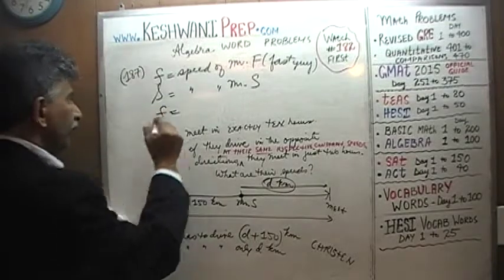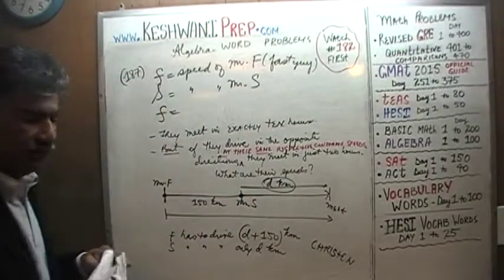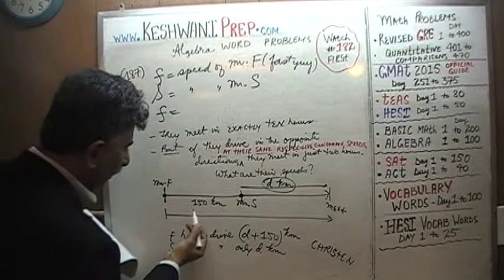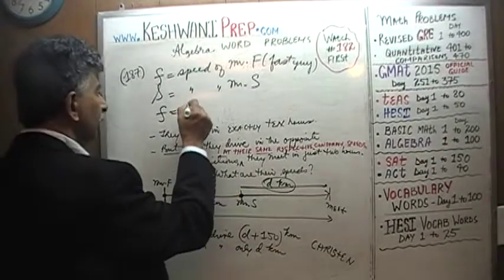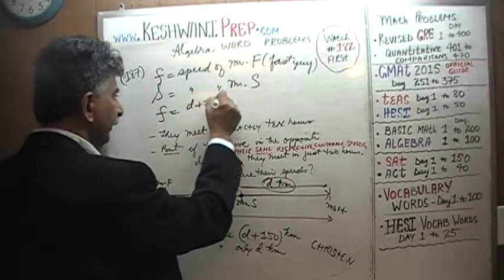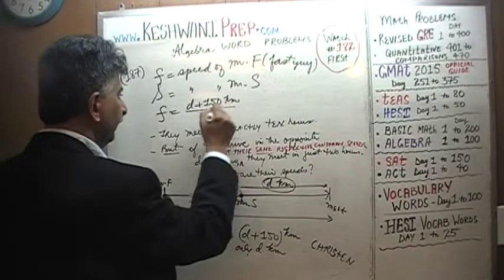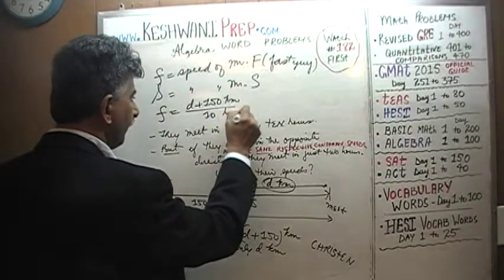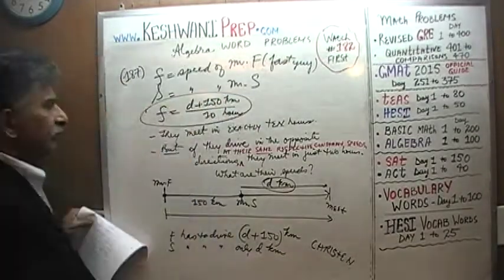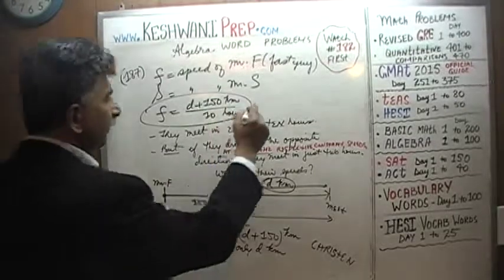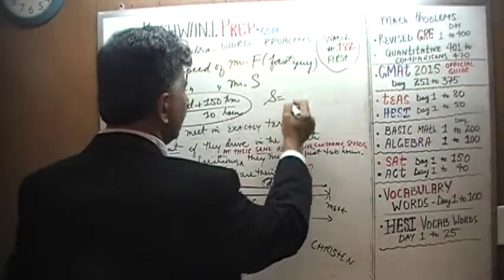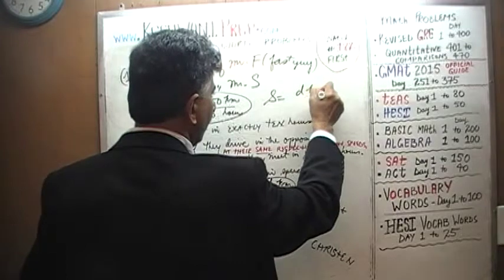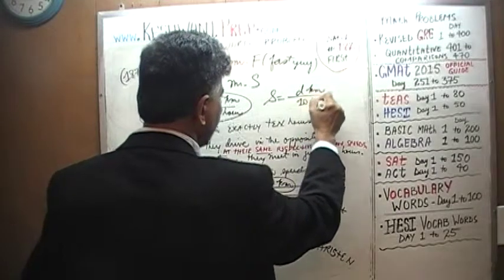The F, which represents the speed of the fast guy, is very simple. It's going to travel D plus 150 kilometers in 10 hours. That's his speed. There you go, kilometers per hour. Similarly, the speed of the slow guy is simply D kilometers. He is going D kilometers in 10 hours.